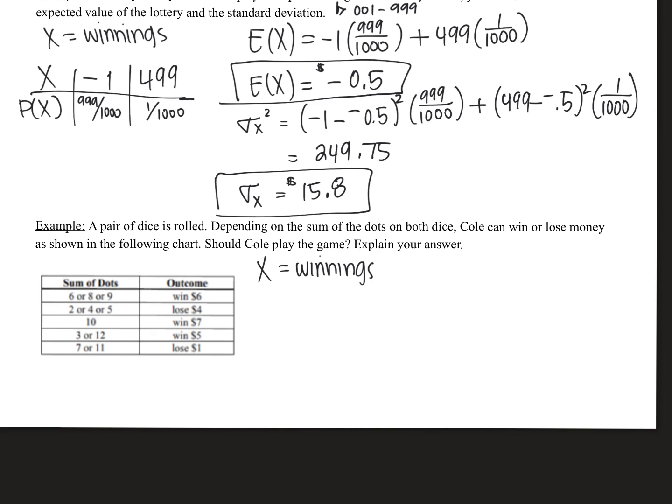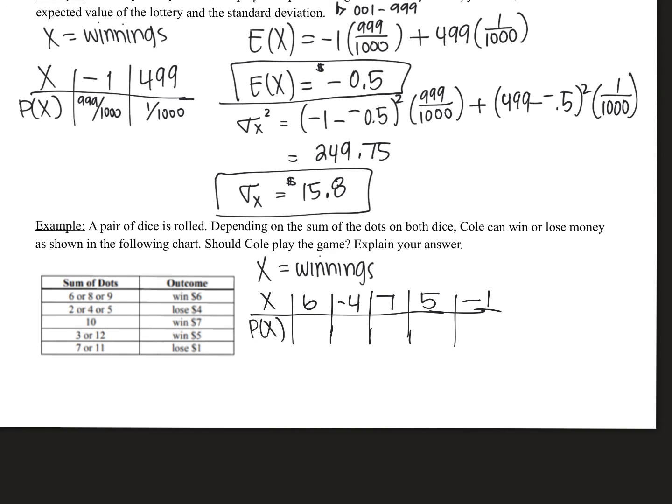So if we do our table, we can win $6, lose $4, win 7, win 5, lose 1. So remember, if you lose money, you have to denote it as a negative.